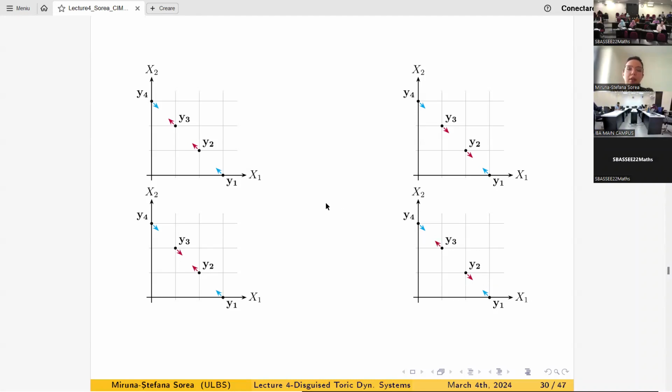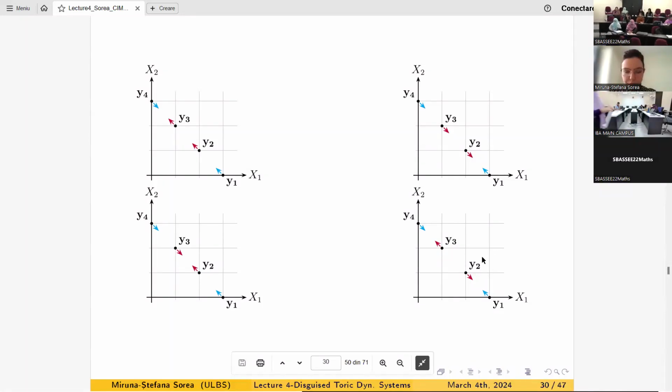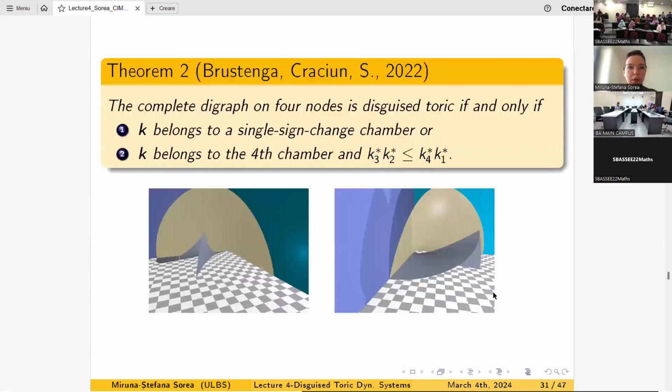Okay, so we will separate now in our discussion the first 3. These are the single sign change chambers, we call them. So the parameters K star where this happens, that's only one sign change. And the fourth chamber, call it, is separate. And the dynamics will depend on this. So for this network, we completely characterize the dynamics with this theorem.